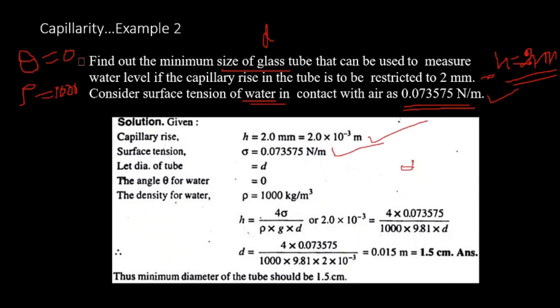Let D be the diameter of the tube. The angle theta is 0. What formula do we have? We have only one formula: h is equal to 4 sigma by rho g d. What is h? h is to be restricted to 2 mm, so 2 into 10 power minus 3 equals 4 into the sigma value they have given, divided by rho, the density of water, g is 9.81, into d, which we have to find. When we simplify, we get d as 0.015 meter, that is 1.5 centimeter. The minimum diameter of the tube should be 1.5 centimeter. So this is the type of problem we can see in the concept of capillarity.